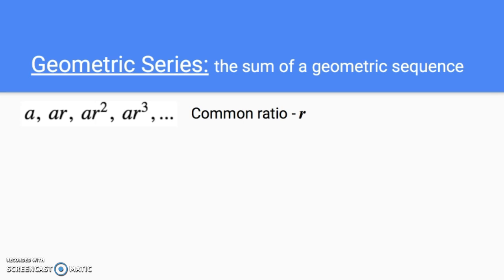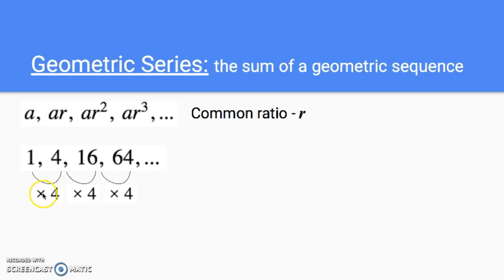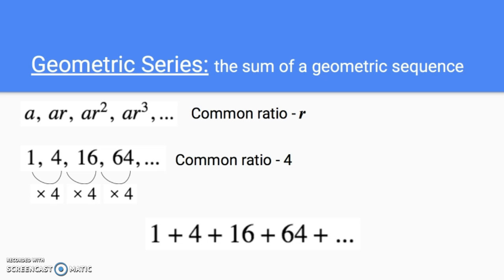So, for example, you could have a geometric sequence of 1, 4, 16, 64, and so on, and then you can notice that each term is being multiplied by 4, meaning 4 is going to be our common ratio. So as a geometric series, it would be 1 plus 4 plus 16 plus 64 plus and so on.